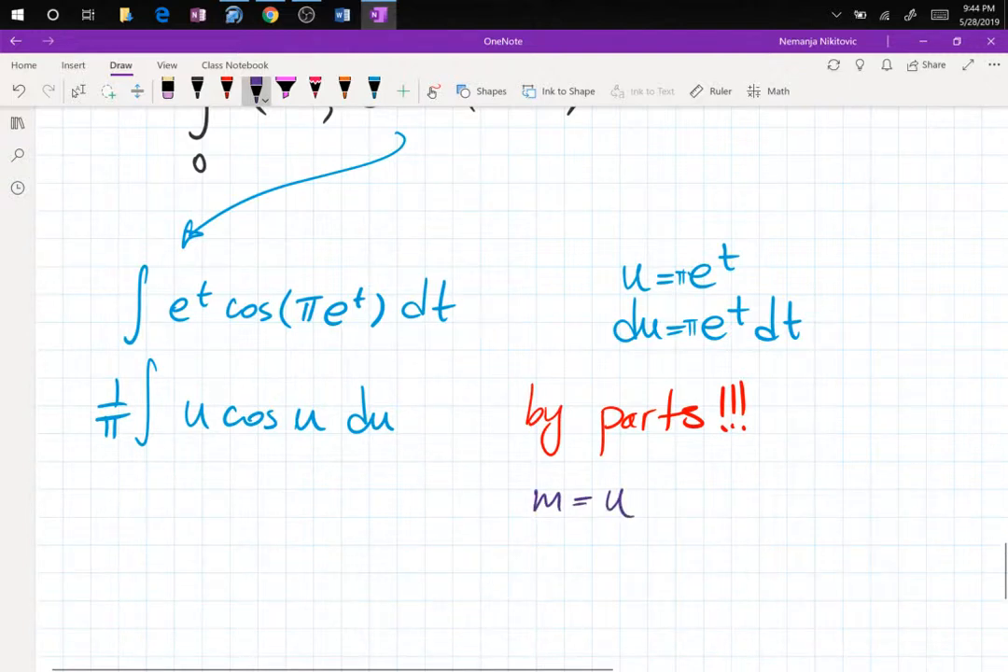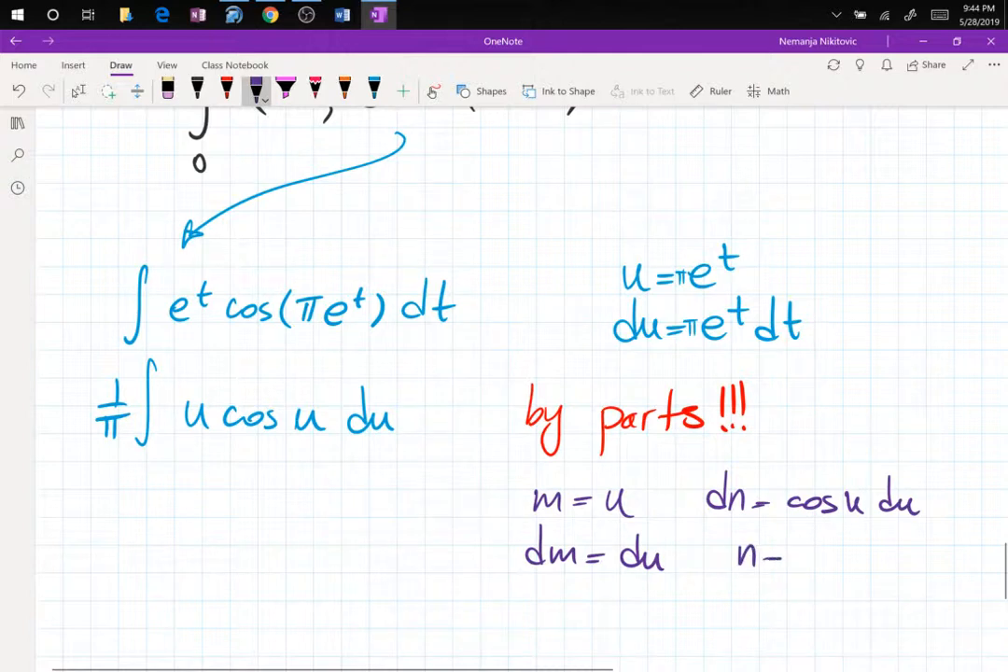M equals U. N equals cosine u du. dm is equal to du. And n is equal to integral of cosine, which is sine u.